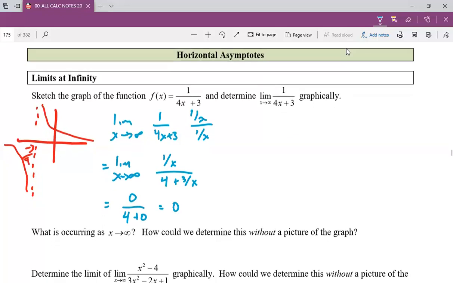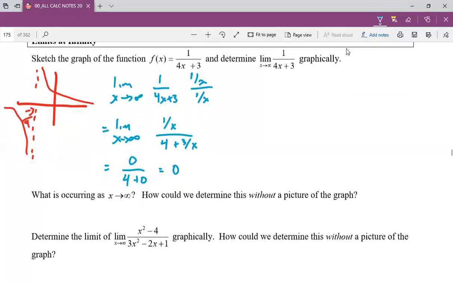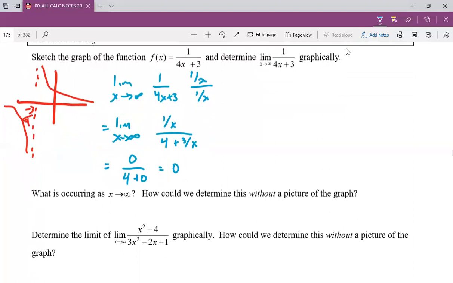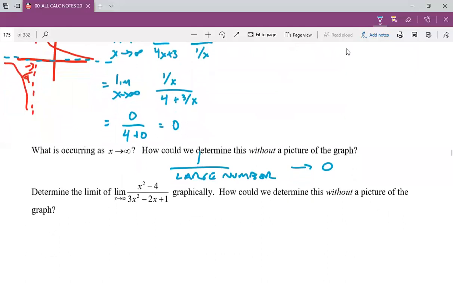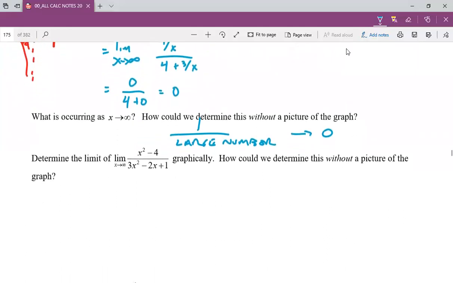So what's occurring at infinity? How could we determine this without a picture of the graph? So we know that it kind of looks like this, but how could we determine that? Well, we know that we have 1 divided by a very large number, and 1 divided by an increasingly large number is going to go to 0. And in fact, any constant divided by an increasingly large number is going to go to 0 as well.